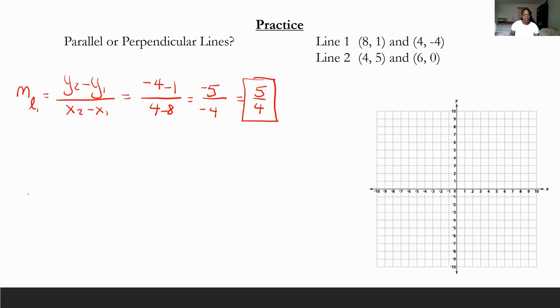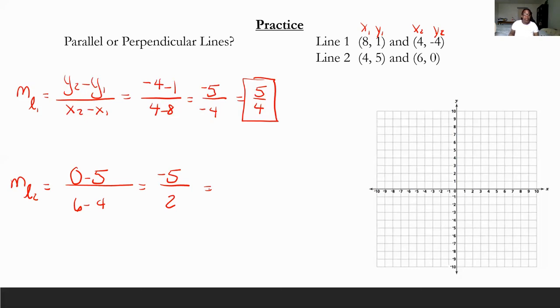So now if we want to find the slope of the second line, using the same formula, okay? Remember, these are going to be your x1s and your y1s. These are your x2s and your y2s. So my y2 is 0 minus 5, and then we have 6 minus 4. So 0 minus 5 gives me negative 5. 6 minus 4 gives me 2. And that means we can keep this. We don't have to reduce it, and we can't reduce it.